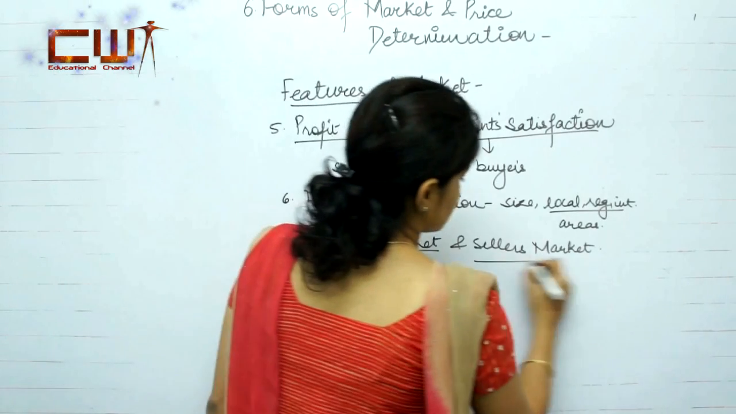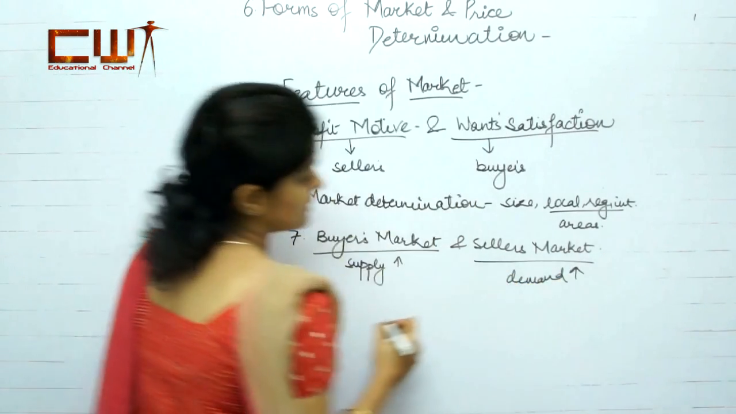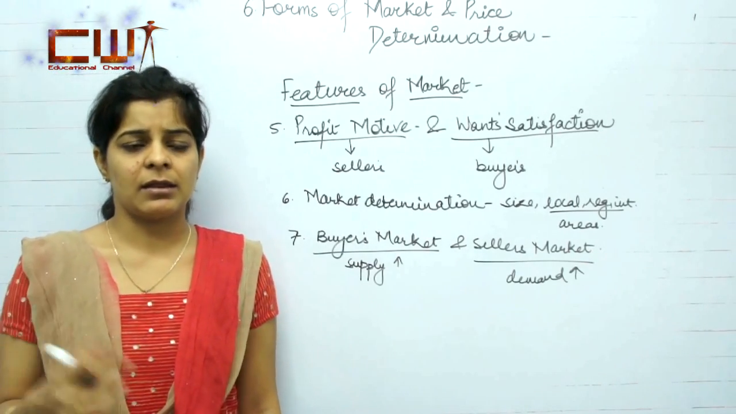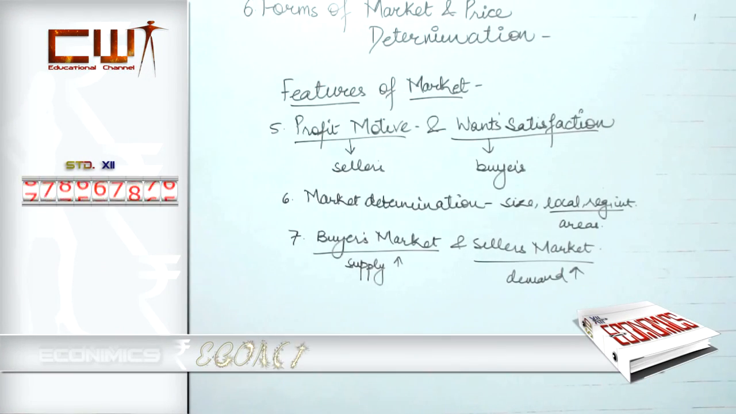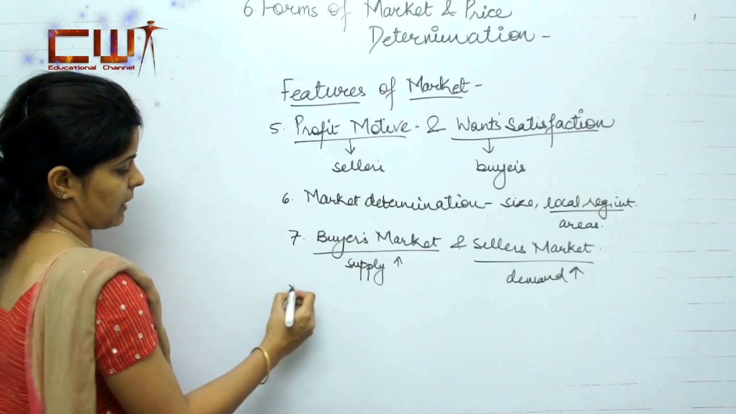And what is the seller's market? When demand is more. If I am the seller, I should have good demand, then only it will be my market. Then only I'll be able to do what I wish to do in the market, that is earn profits. So this is another feature of the market.